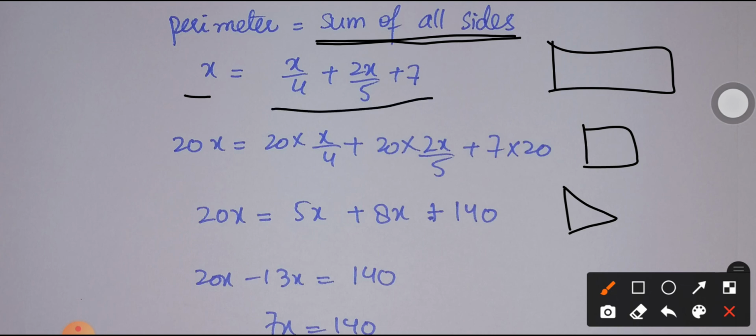Now for solving this equation, as we are having a fraction, I will take the LCM of 4 and 5, which is 20.